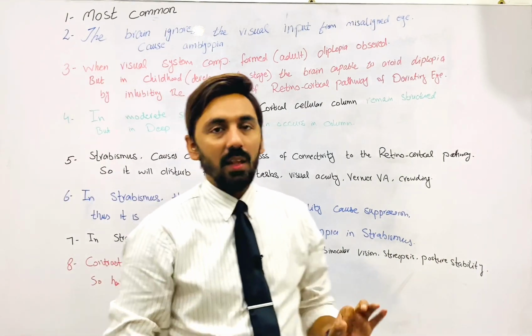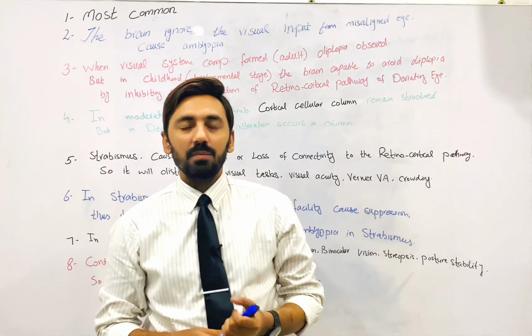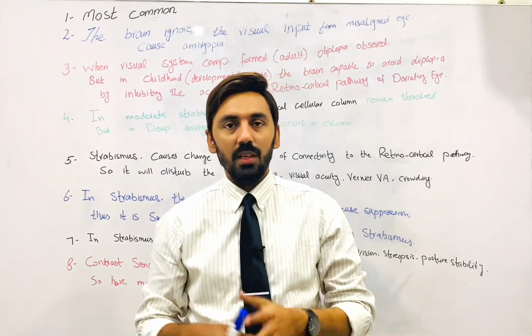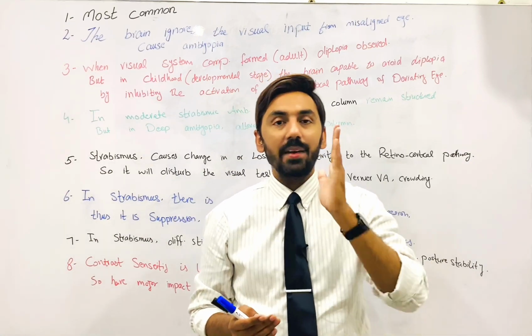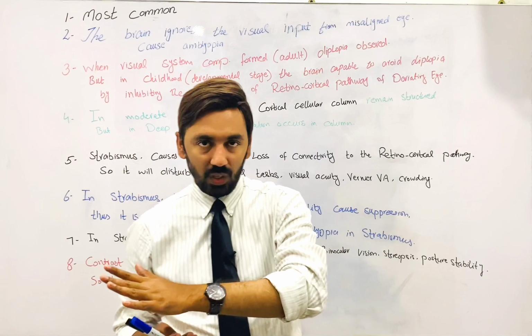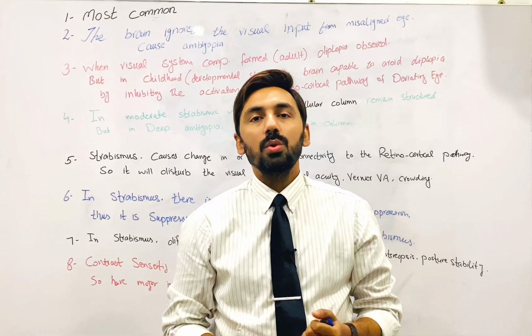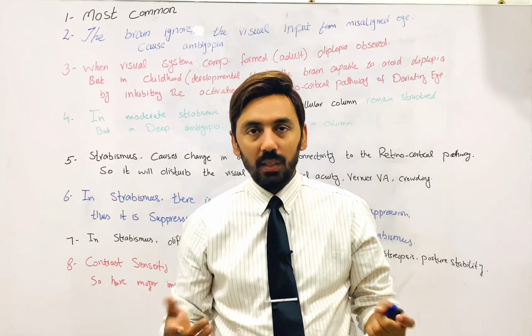This point is saying that if your patient is an adult, meaning the age of the patient is more than 20 or 25, and there is a deviation in his or her eye in adulthood, right? So that patient will observe the diplopia, the double vision.